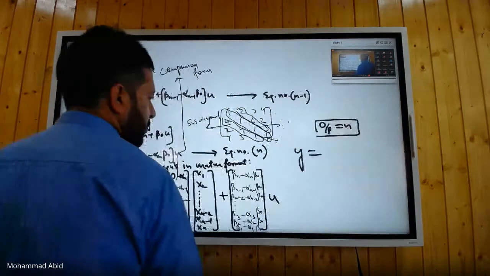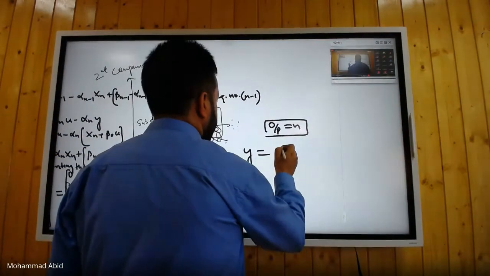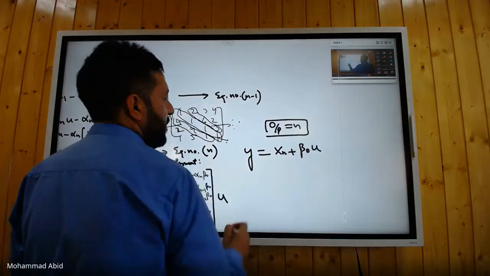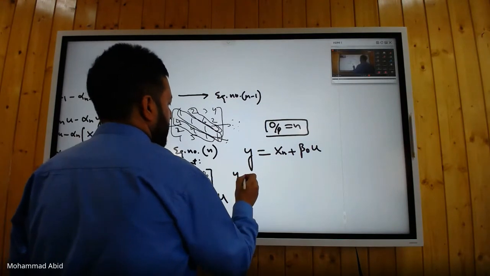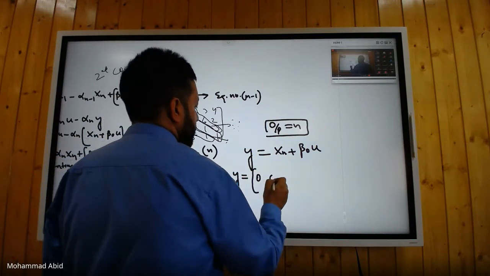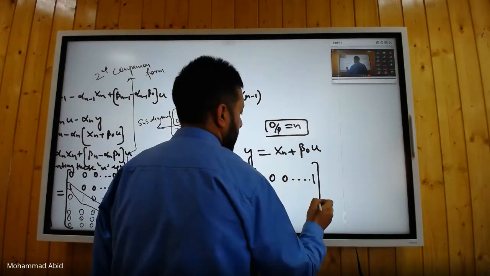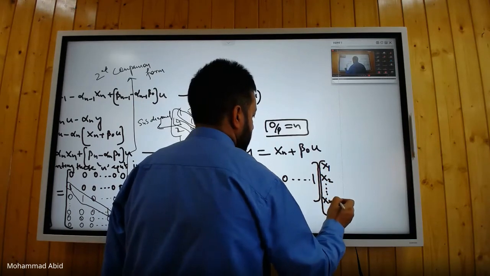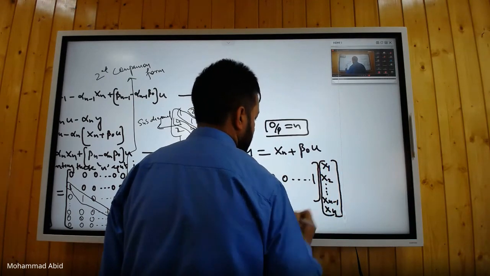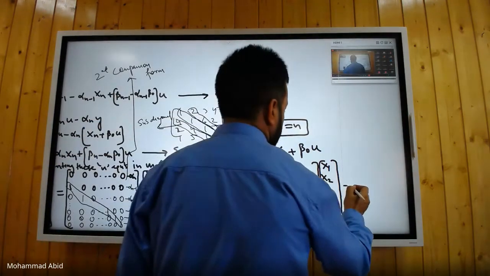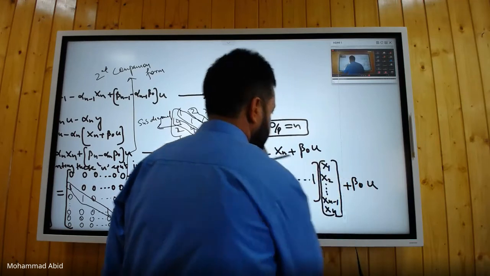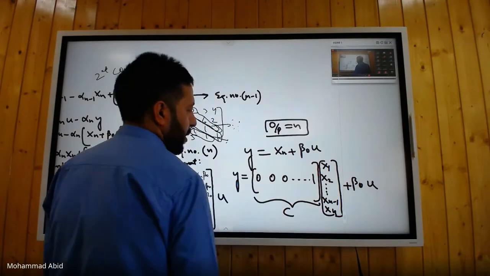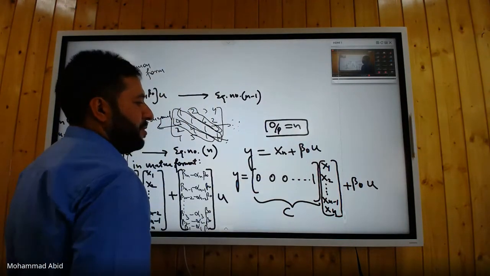So I have got y equal to x_n plus beta naught u. So let me write down this equation in the matrix form. So I'll have 0, 0, 0, so on up to 1. Then I've got x1, x2, so on. This is x_{n-1} and then x_n, isn't it? Plus beta naught into u. सही है? ये आपका C मैट्रिक्स है. y is equal to x_n plus beta naught u.